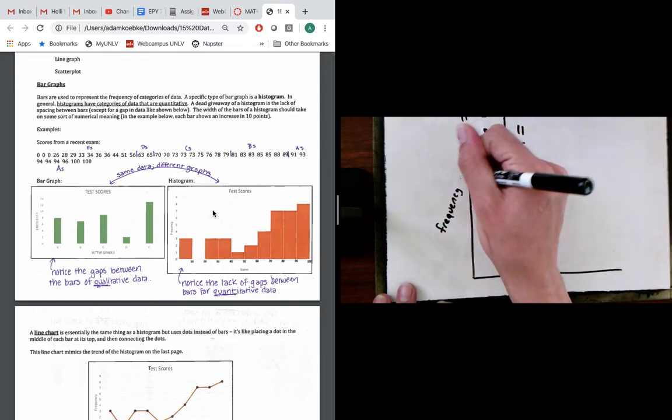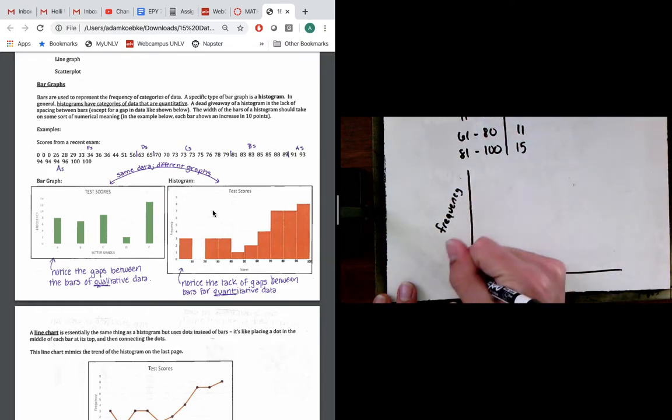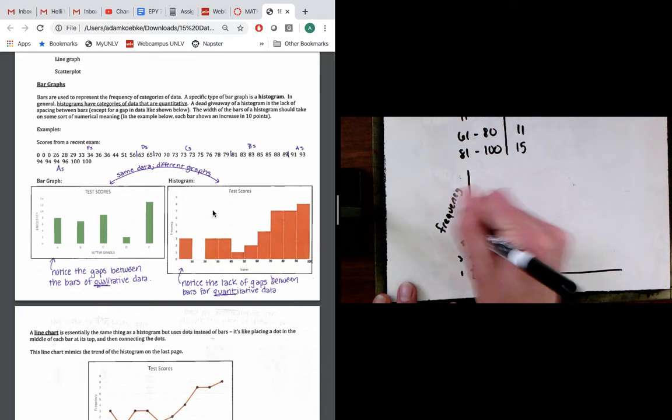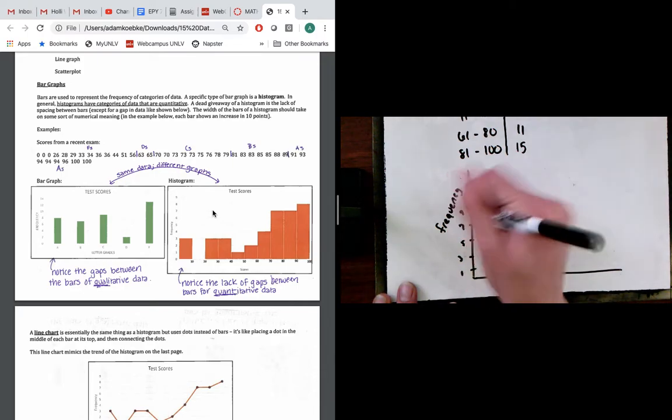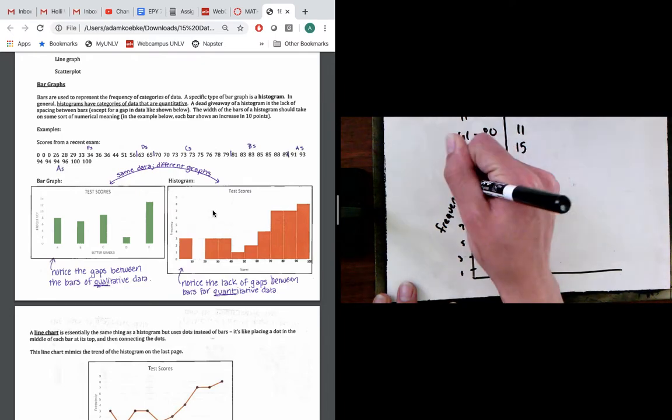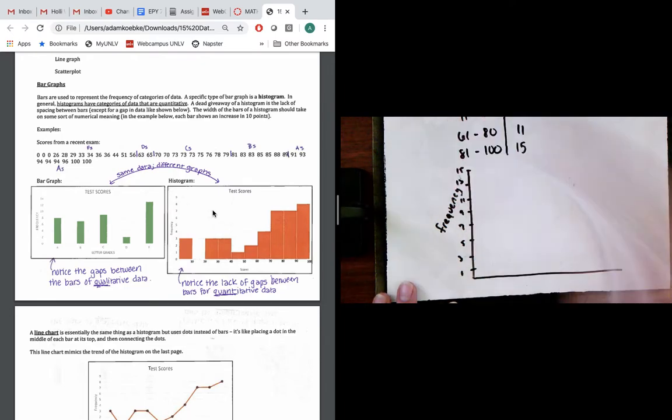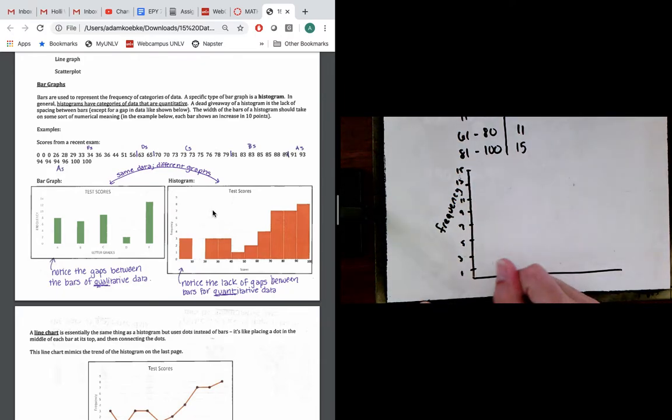So maybe I'll go by odds. About 1, 3, 5, 7, 9, 11, 13, and then 15. I have to redraw my 20, 40, 60, 80, 100. And now I just match up.